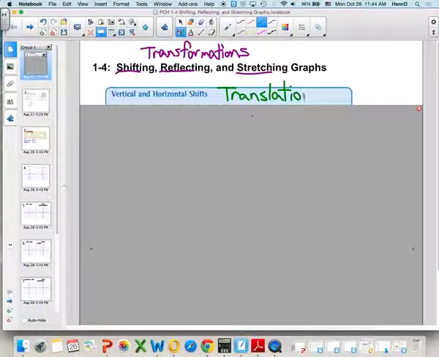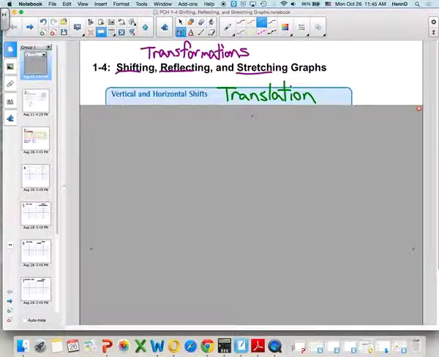Translation. Now, one important thing to understand about translations or shifts is that the actual graph itself is not going to change at all. It's simply going to move. This parallels translating from one language to another. We don't want the meaning to change. We just want it to move from one language into another. Everything else should stay the same.